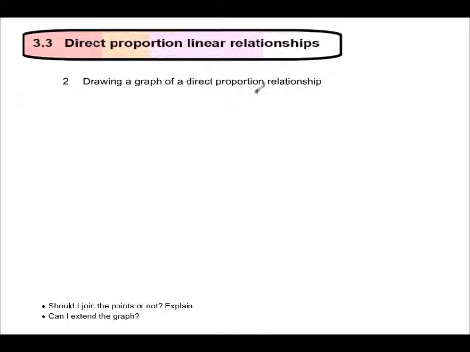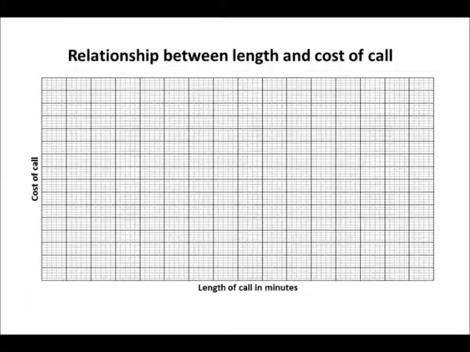Drawing a graph of a direct proportion relationship, well, let's have a look. The first thing we have to do, we have to add our heading. Every graph must have a heading. Every graph must have a horizontal axis.